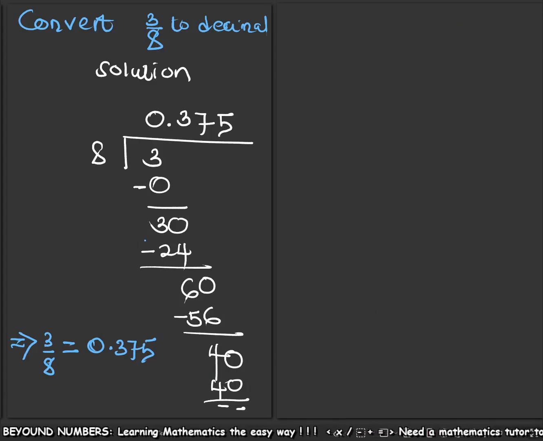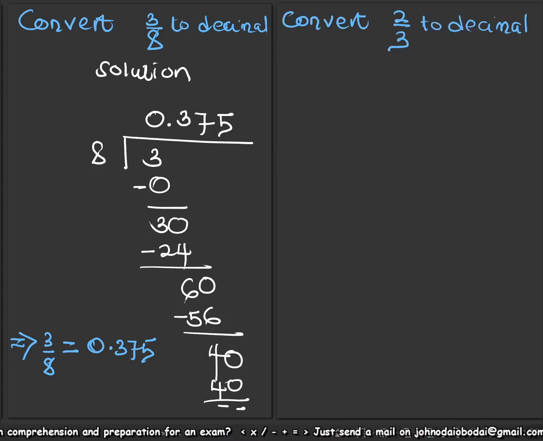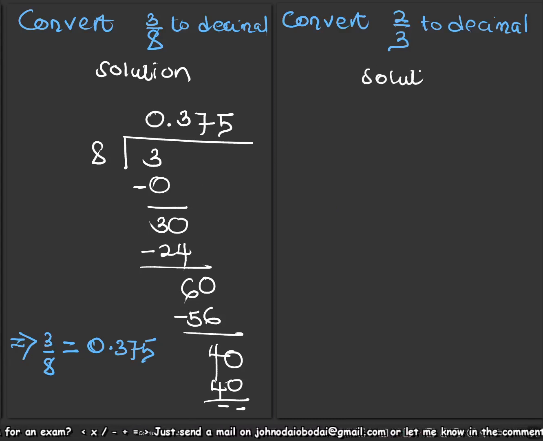Now, there are some fractions that do not terminate. We call them repeating or recurring decimals. You see, so let's take this example and I'll explain to you what we do whenever we have such special cases. As an example of such fractions, let's take 2 over 3 and convert it into a decimal.